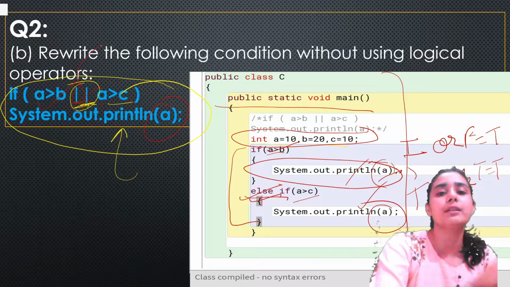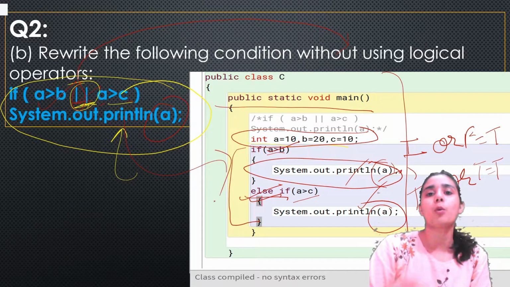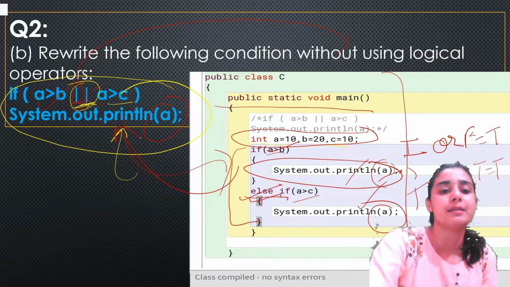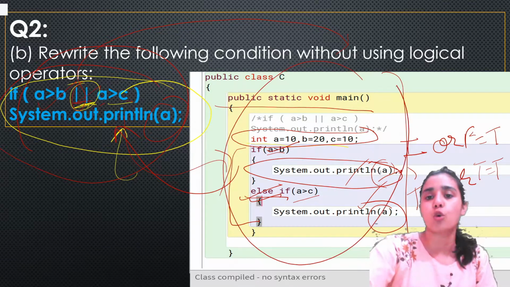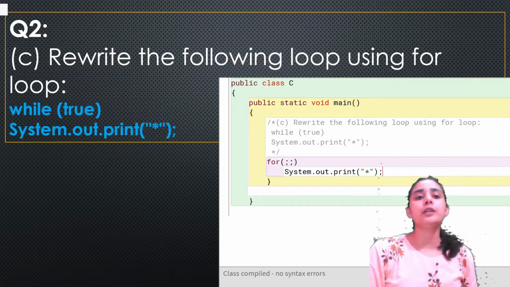So without using this logical operator, we have to do the same thing. We have to provide this type of coding so that we can find the same answer. Okay, that means if you run this code and this code, you will find the same answer only. Okay, so let's move to the next question.